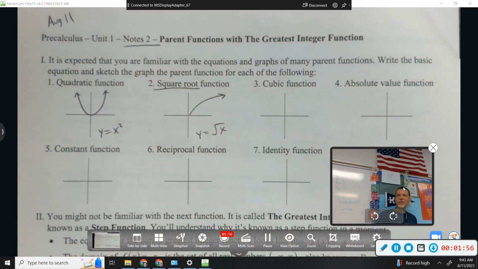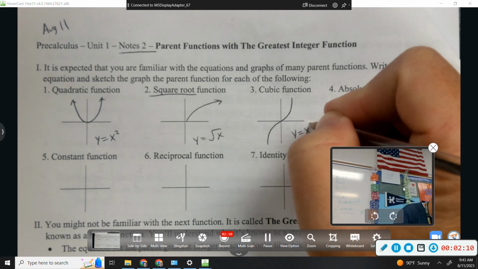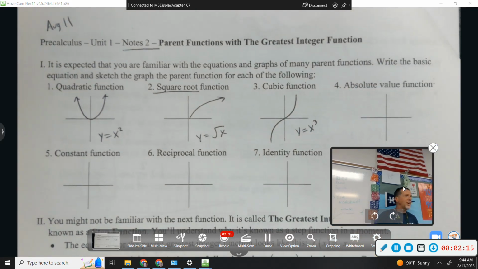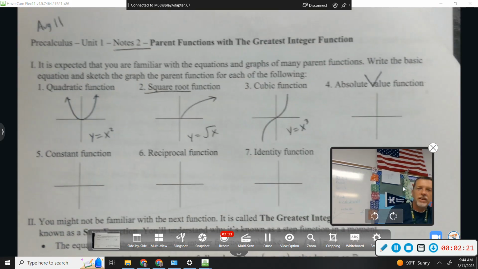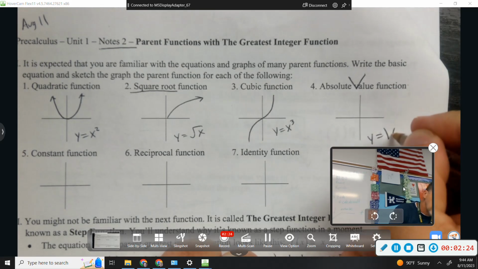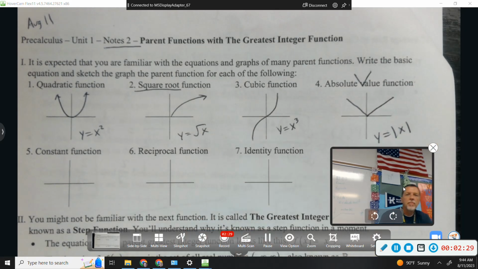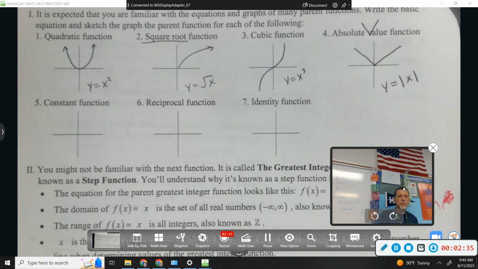Cubic. Show me what the cubic looks like. Function aerobics. Did you guys do those last year? Cubic would be this way or this way, depending on which way you're looking. Absolute value. That's an easy one to do with your hands. The V. Right? Absolute V for value. A set of bars to indicate absolute value. Okay, we're cruising through these because we hope you know those.